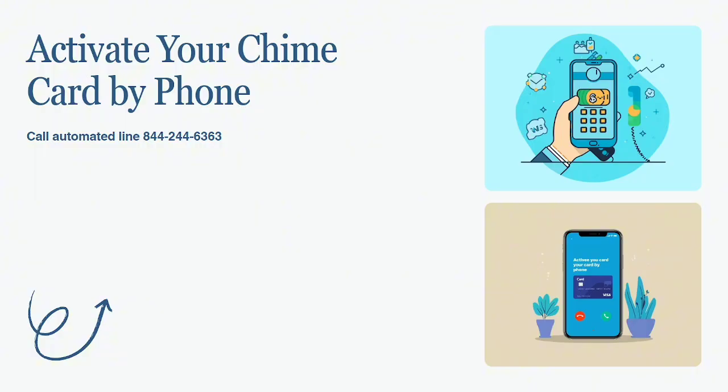If the app method fails, or you cannot access the application, call the Chime Automated Activation Line. Follow the voice prompts to verify your identity and then activate the card.